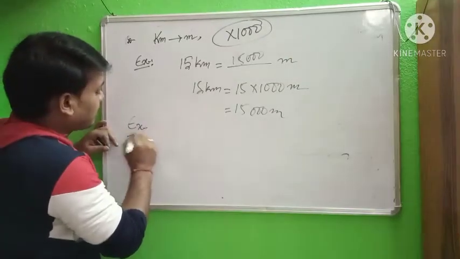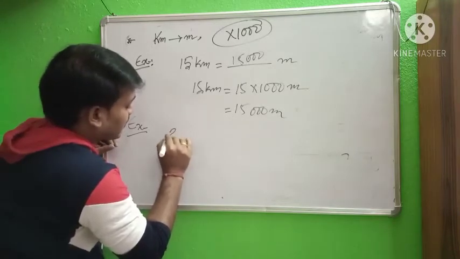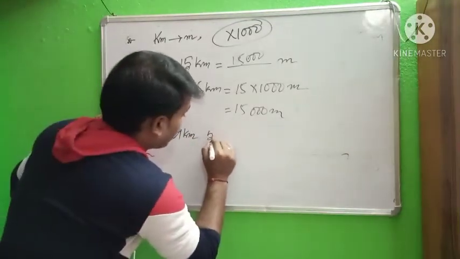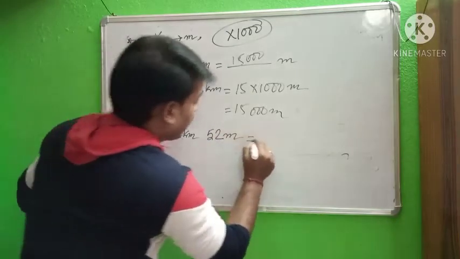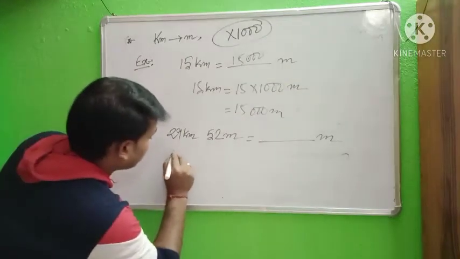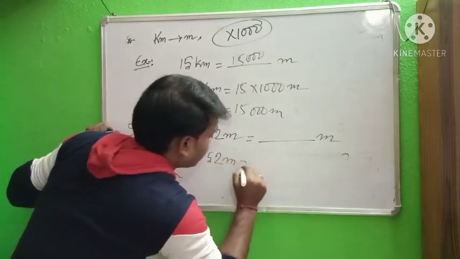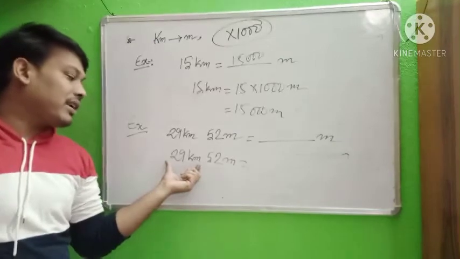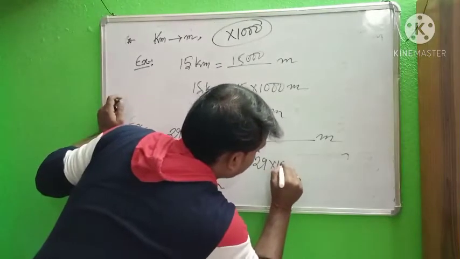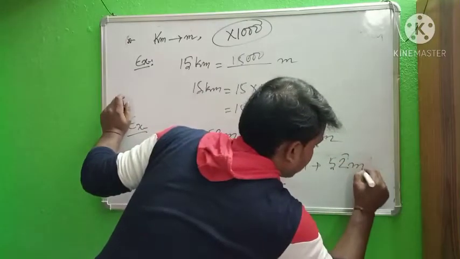Example 2, when meter and kilometer both are in the question. 29 kilometer 52 meter equal to how many meter? Similarly, first we convert the kilometer into meter and add it with this meter. So 29 kilometer equal to how much meter? 29 into 1000 meter plus 52 meter.